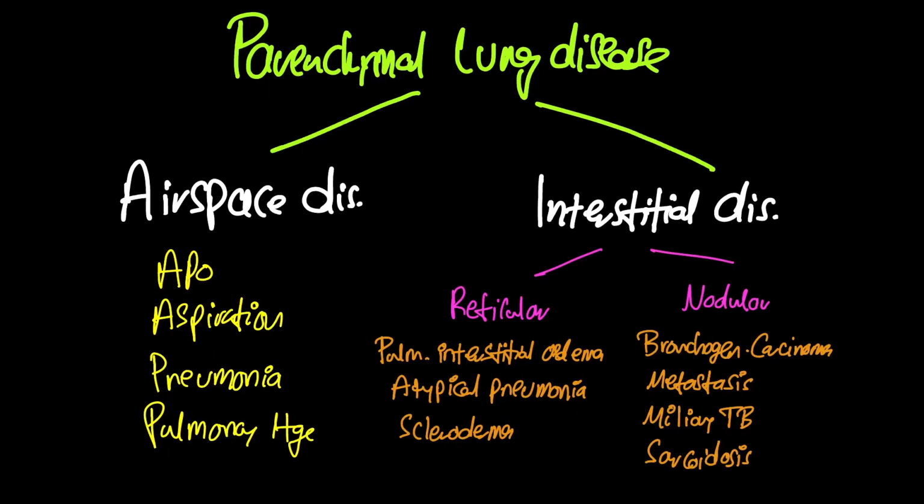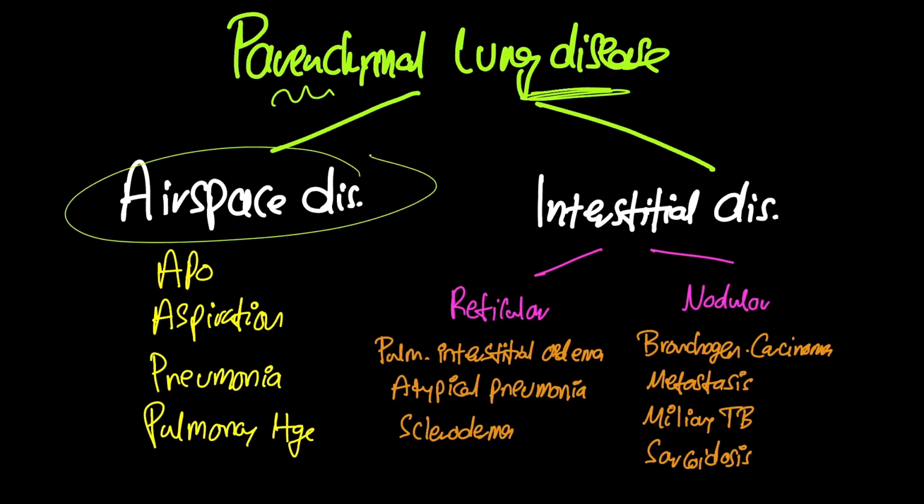So when we talk about the parenchymal lung diseases in ICU, we know that lung diseases are either parenchymal lung disease or airway disease. Now we are talking about the parenchymal lung disease. We can divide them into airspace disease and interstitial disease. So the airspace diseases are APO, which is acute pulmonary edema, aspiration pneumonia, and pulmonary hemorrhage. So you can have a mnemonic of AAPP as an airspace disease, okay?